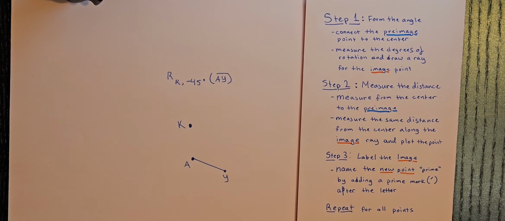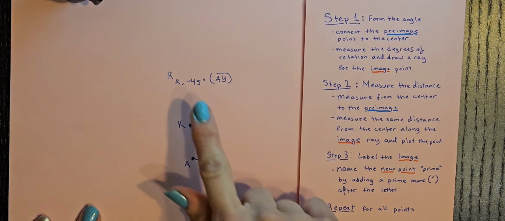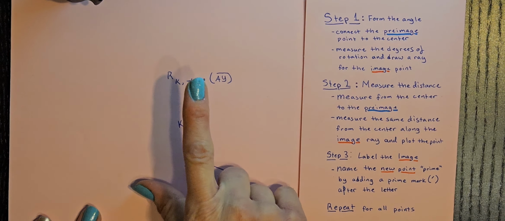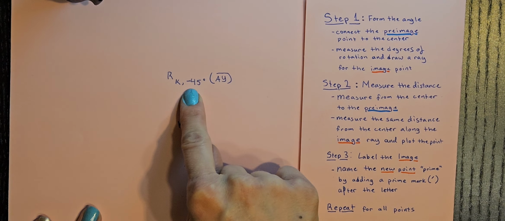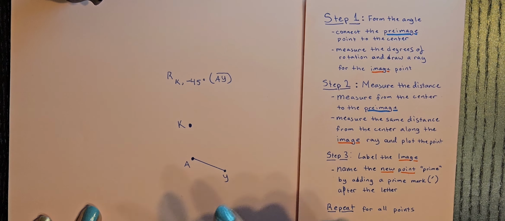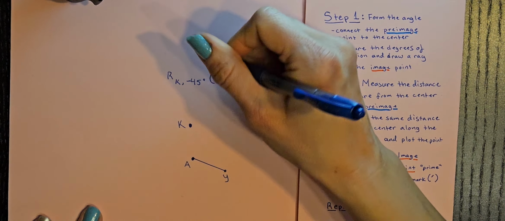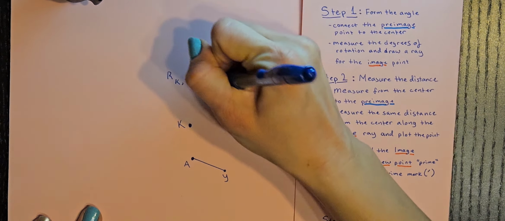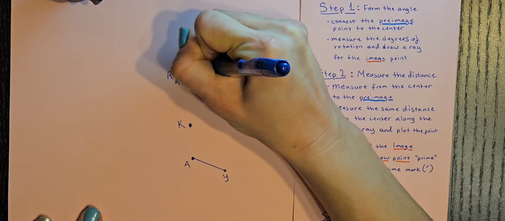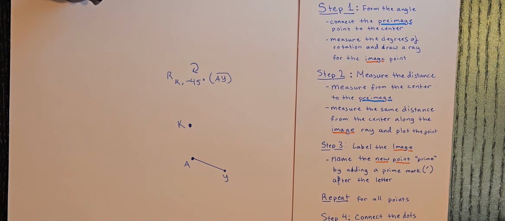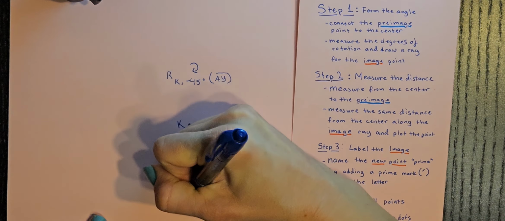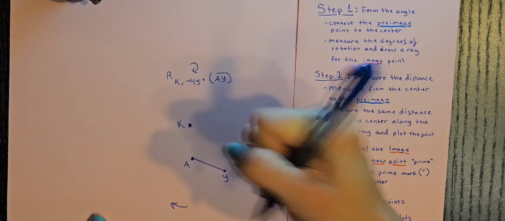This is example number 2 on rotating a segment using a protractor. So we are going to rotate segment AY around point K, negative 45 degrees. Remember that a negative rotation means we're going to go clockwise. So we're going to go clockwise around point K, so we're going this way.